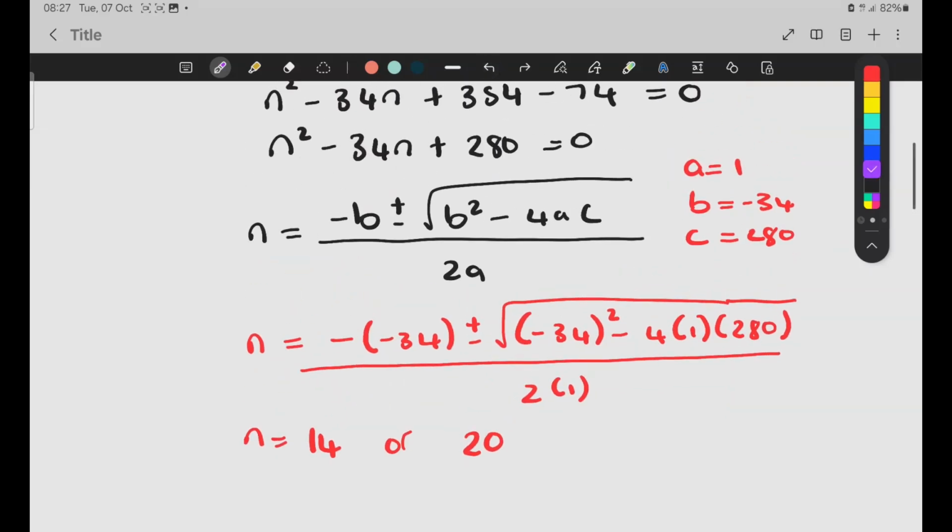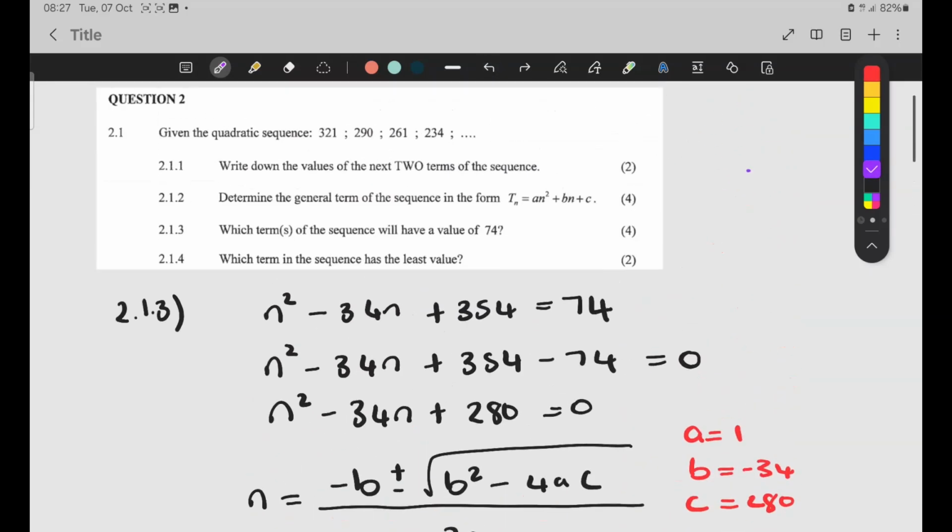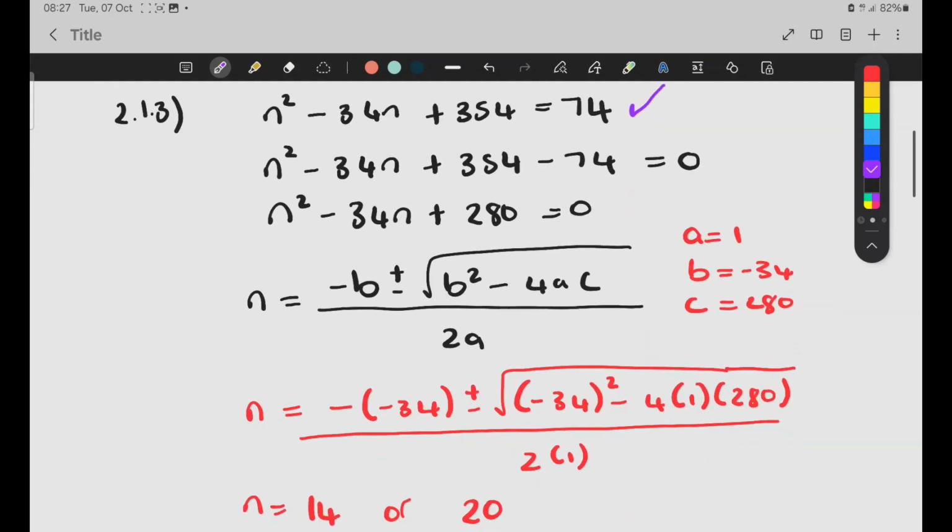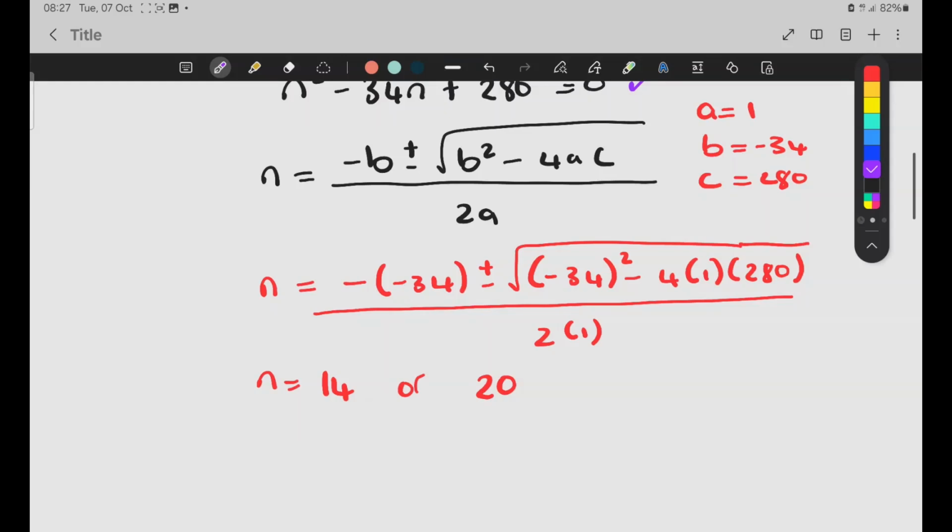Okay, how do we mark? So here we take the general term equal to 74, that's a mark. Then putting everything in standard form was a mark. And then for your final answers, you had to have 2 answers, eh? And that's how you get 4 marks.